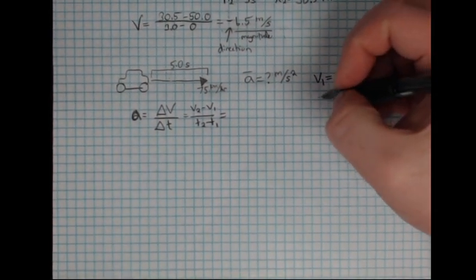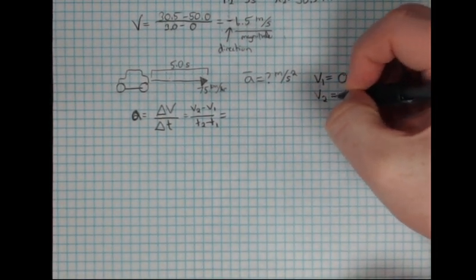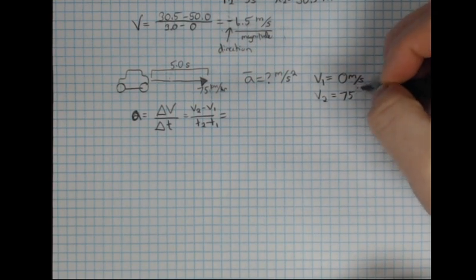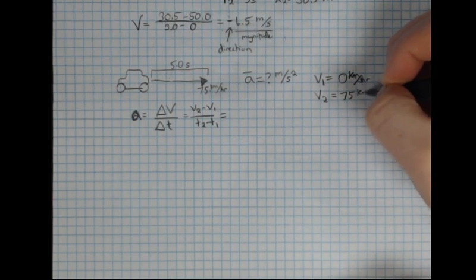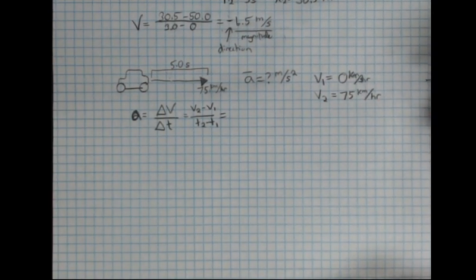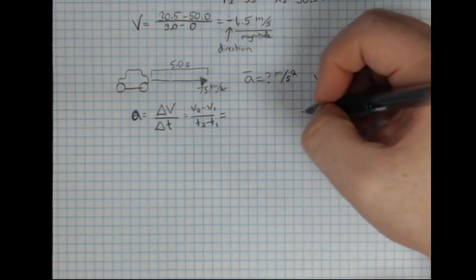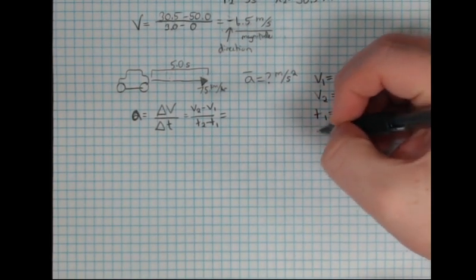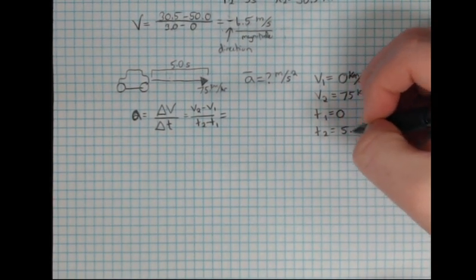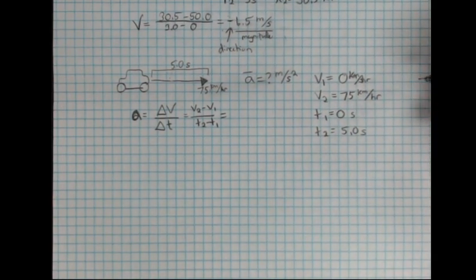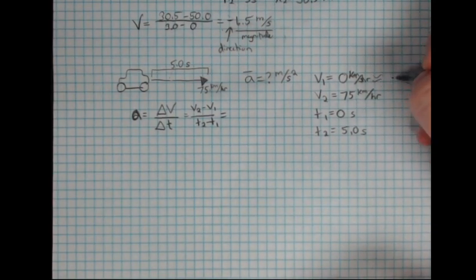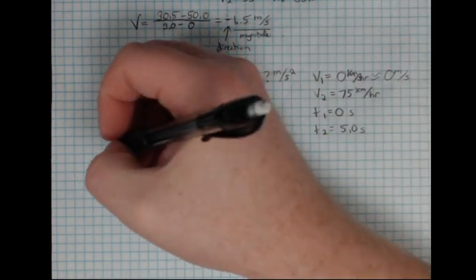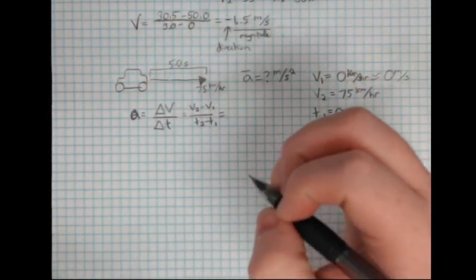So our V1 is 0 meters per second. Our V2 is 75 kilometers an hour, because we want to be consistent. And then our T1 is 0. Our T2 is 5.0. So let's convert this 75 kilometers per hour. This would also be 0 meters per second. Converting that is not going to radically alter that number, but we'll have to convert that in our problem.